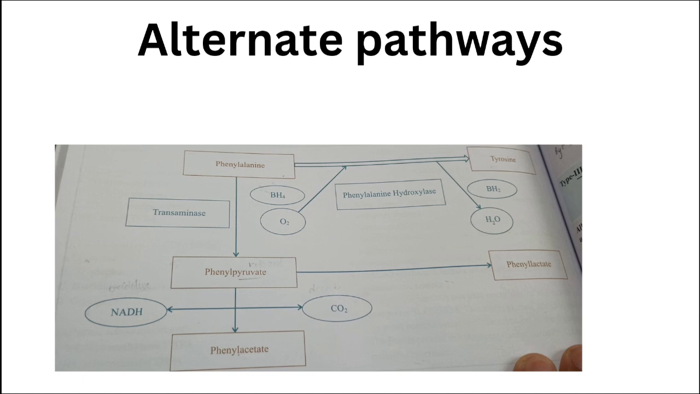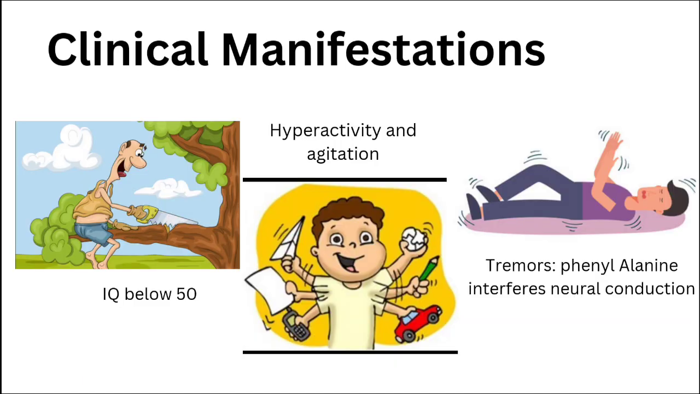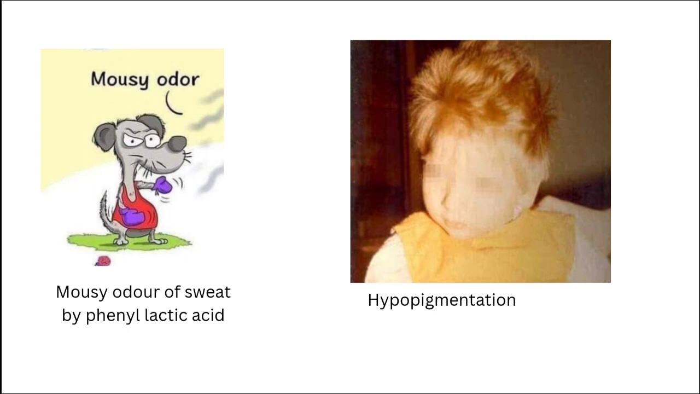Alternate pathways. If suppose there is a metabolic error and enzyme deficiency, phenylalanine will take another pathway to form pyruvate, lactate and acetate, which will accumulate and cause lots of clinical manifestations like low IQ, hyperactivity and agitation, tremors due to phenylalanine accumulation, then mousy odor and hyperpigmentation. The pictures are sufficient to remember.